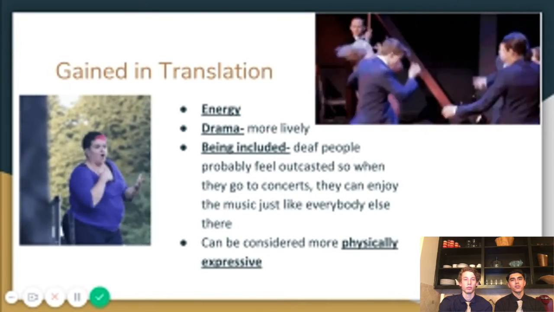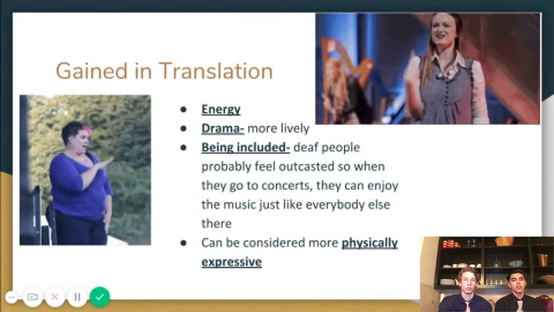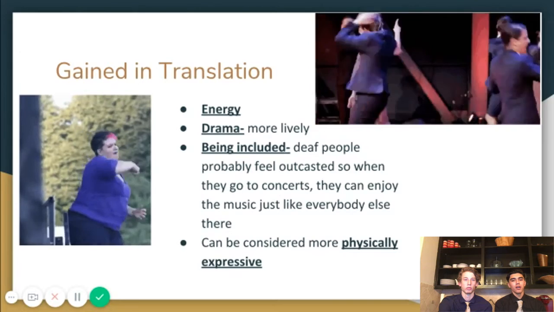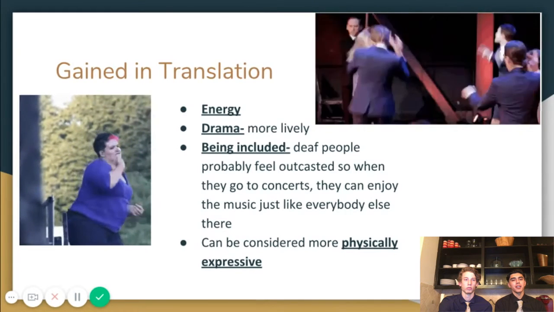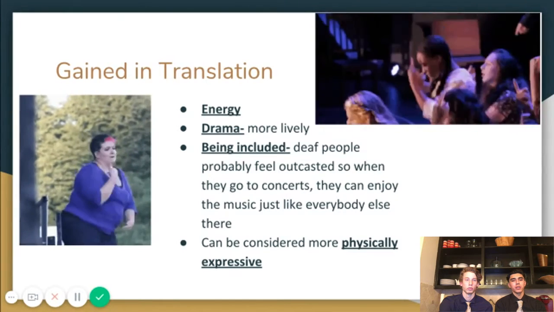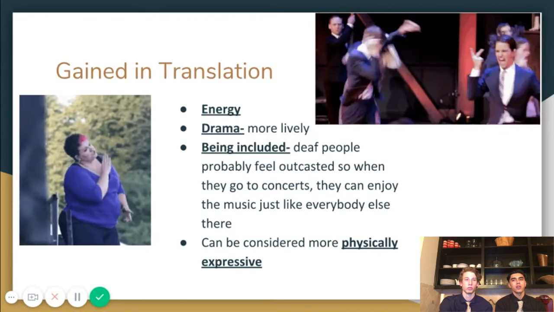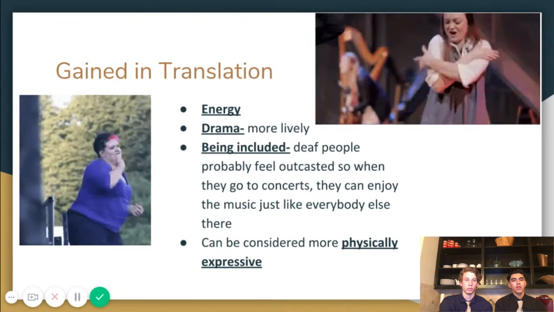So now, things that are gained in translation. Just like any other translation from one language to another, there are going to be pros to it. For ASL specifically, there's a gain in energy and drama. ASL being such a visual and interactive language, there's just no question as to how ASL can bring energy and drama to any concert or to any venue.